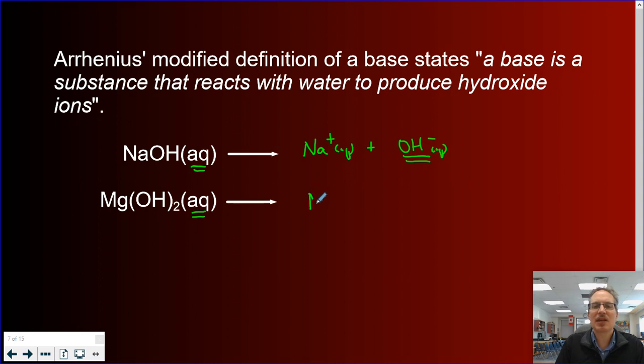It's going to dissociate into Mg2 positive and OH minus. But again, 2 hydroxides means I need 2 hydroxides. Using his definition, it reacted with water, hence the aqueous. And because it produced hydroxide, and in this case 2 hydroxide, we know for a fact that Arrhenius would say that this is also a base.